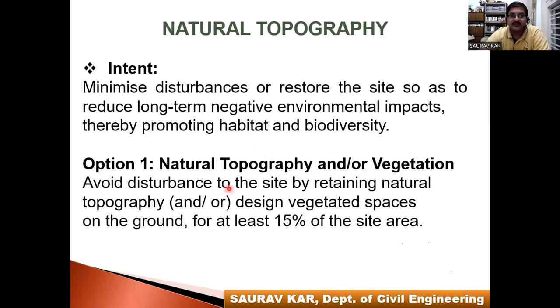Option 1, natural topography and or vegetation. Avoid disturbance to the site by retaining natural topography and or design vegetated spaces on the ground for at least 15% of the site area. That's a very, very important point. 15% of the site area, meaning 15% of the plot area which you have got, that should be covered with topography. Topography means it can be natural, the greenery, which can be natural forestry.